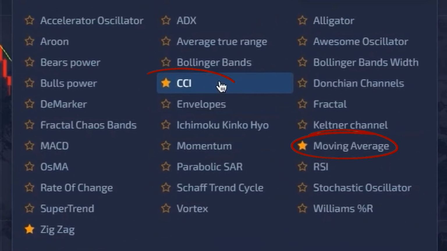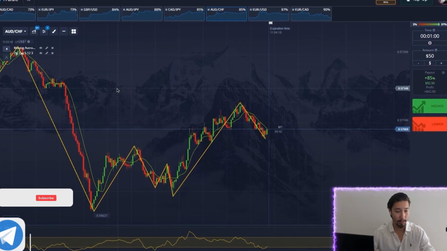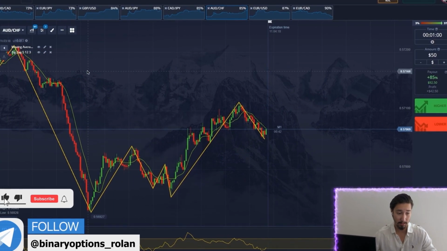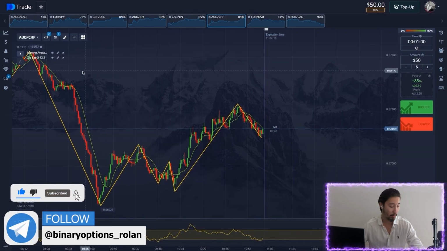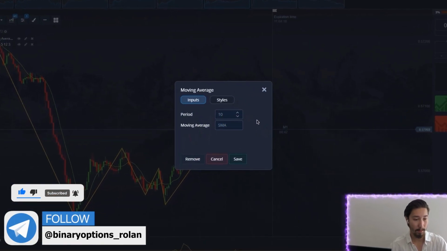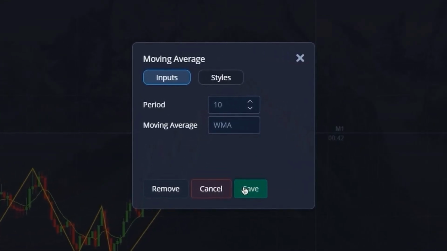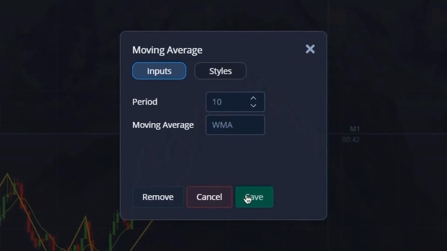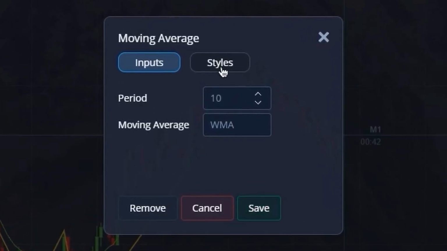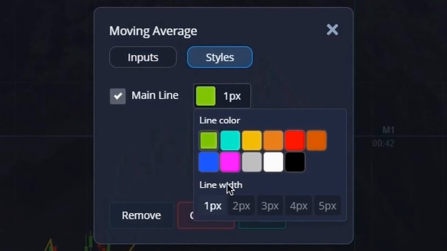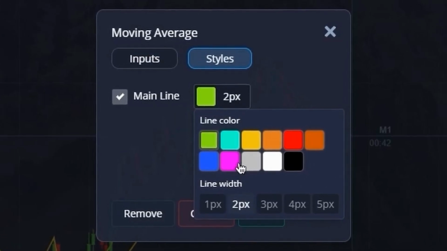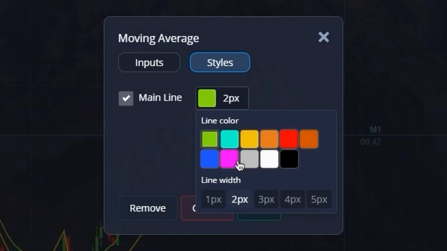We will add a moving average, CCI oscillator, and a zigzag trend indicator, which will show us our local maximum and minimum points. So for the moving average, we choose weighted average, leave the period at 10, don't change anything, increase its size and probably change the color, make a different color, right?